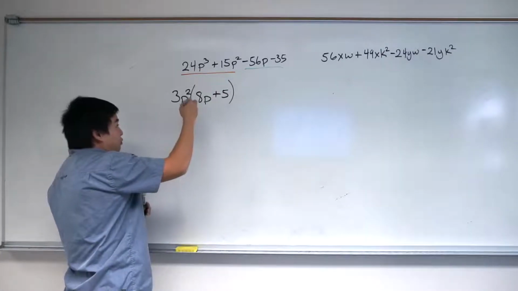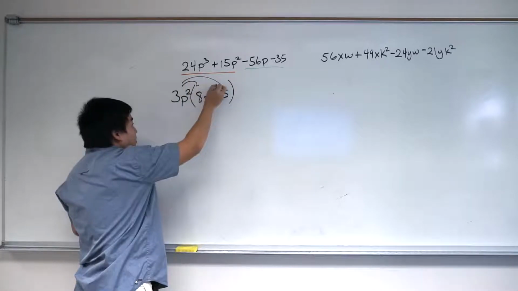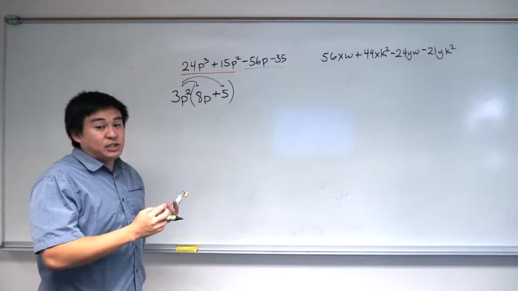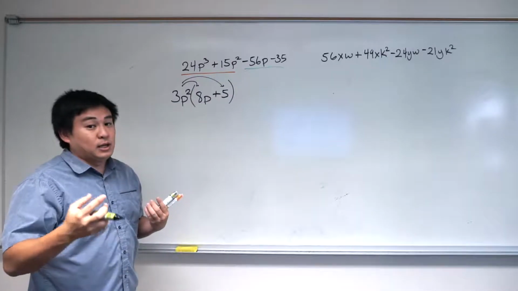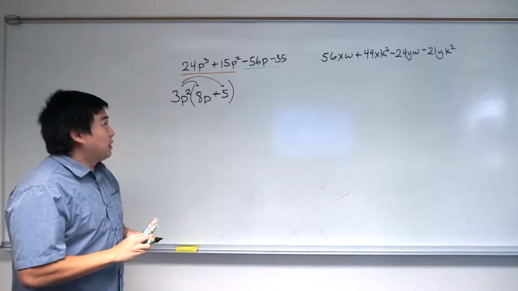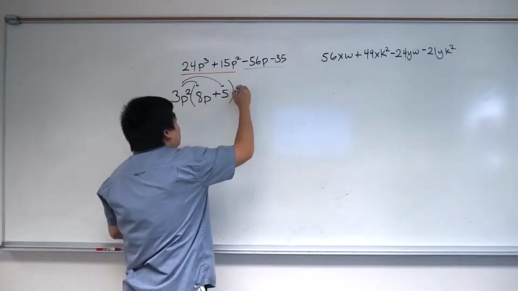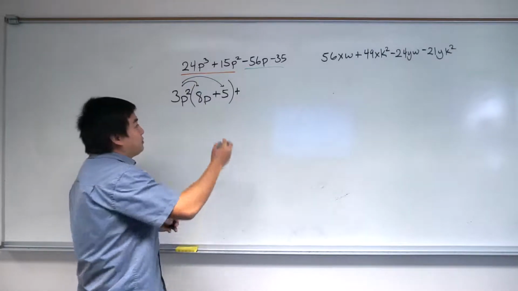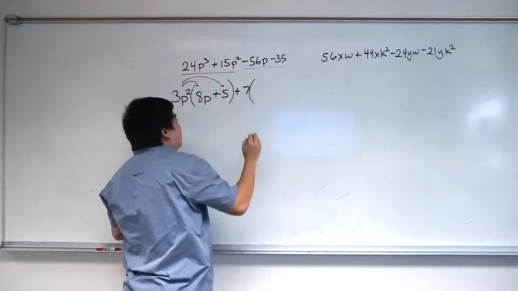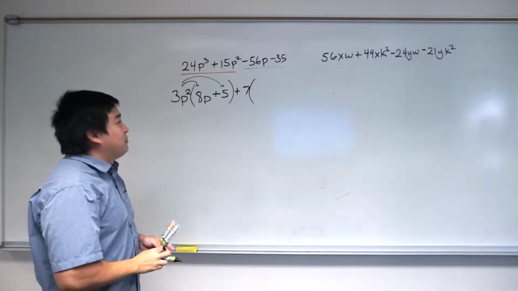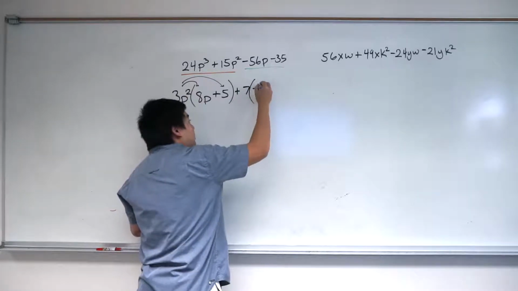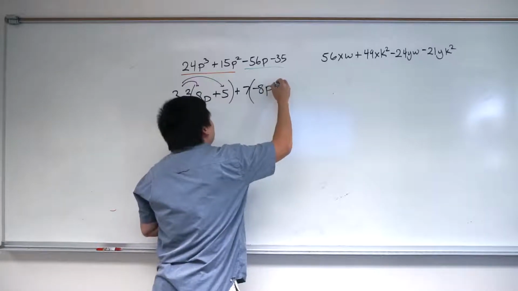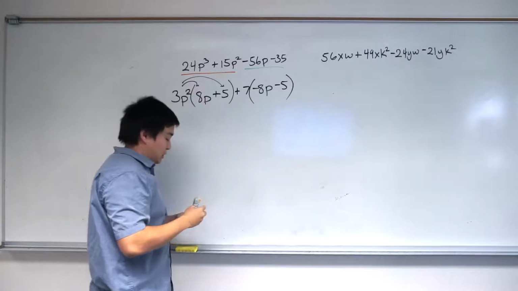Now, if you haven't realized it yet, what we're really doing is distribution. So distribution and factoring are opposites of each other. Make sure you can do both: distribution going forward, and factoring going backwards. So for the next one, what we can pull out from both of them is a 7. And what times 7 gives you negative 56? So negative 8p. And then what times 7 gives you negative 35? Should be 5. Negative 5, sorry.